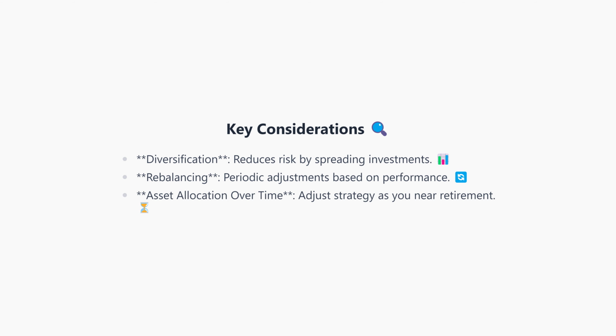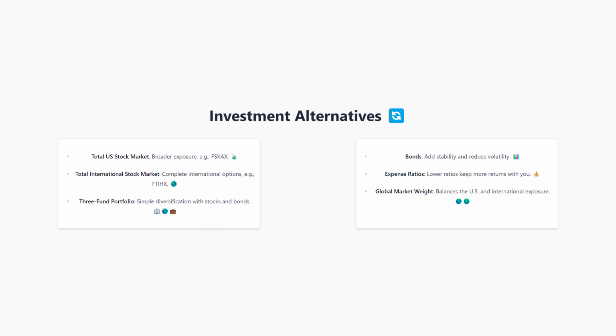increasing exposure to bonds. When it comes to investment alternatives, consider the total U.S. stock market using a fund like FSKAIX for broader exposure, or the total international stock market with funds like FTIHX for a complete international approach. A three-fund portfolio can also provide simple diversification. Adding bonds introduces stability, and lower expense ratios help keep more of your returns.